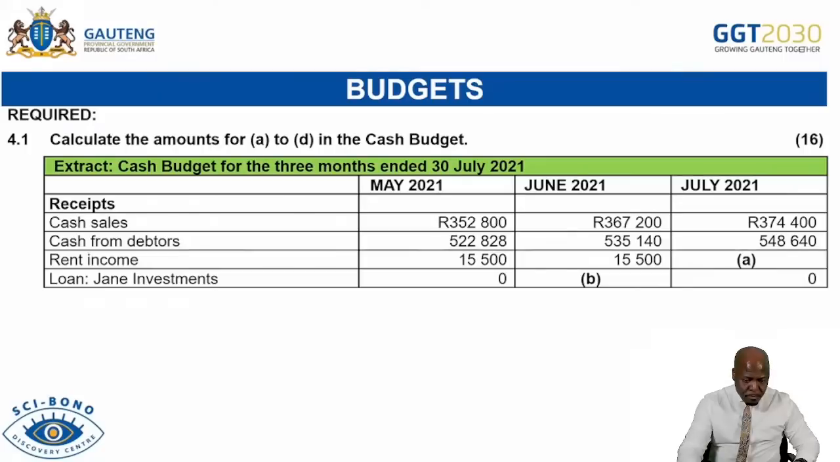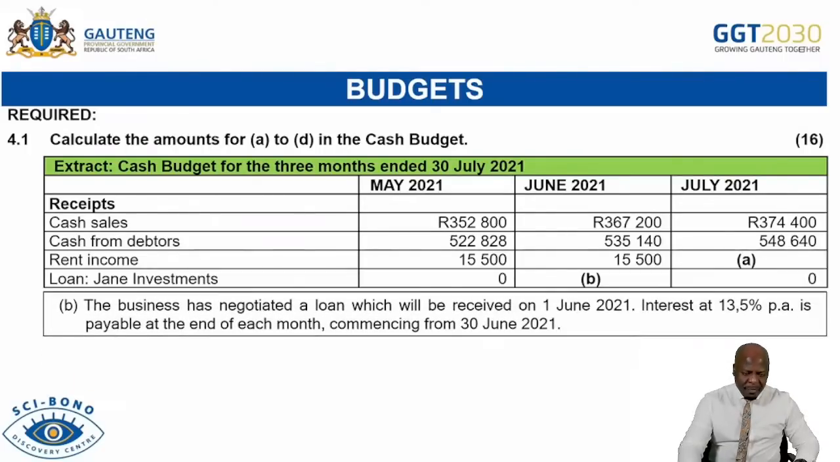When you're calculating B, we're told the business has negotiated a loan which will be received on the 1st of June. Interest at 13.5% per annum is payable at the end of each month commencing 30 June 2021. Okay, so we know that in this business there is interest on loan. The interest on loan on this slide is not there, but on your worksheet, you have interest on loan of 3,150. That is the interest on loan, and that 3,150 on your worksheet, you would find it there.